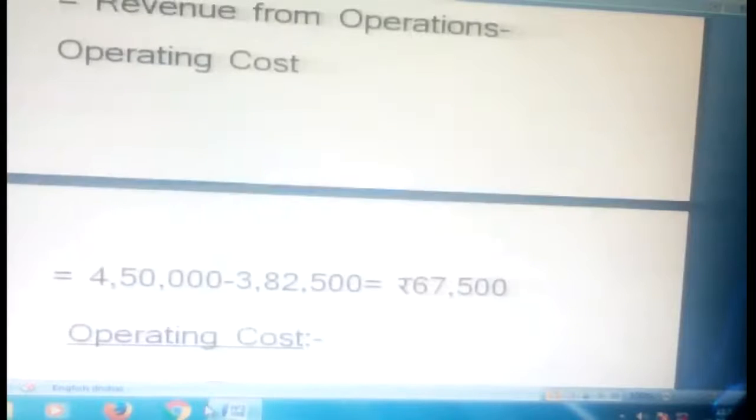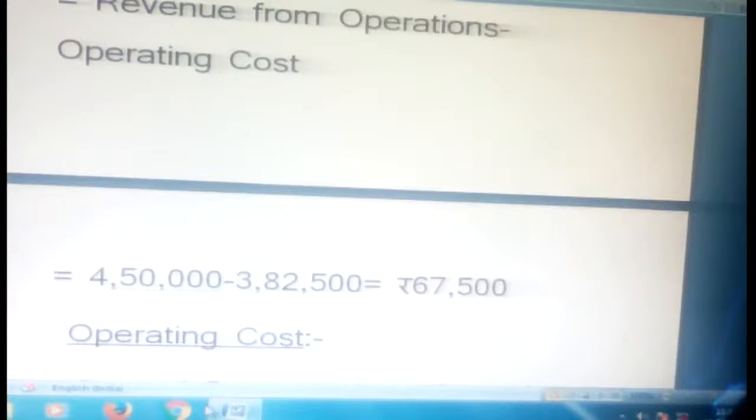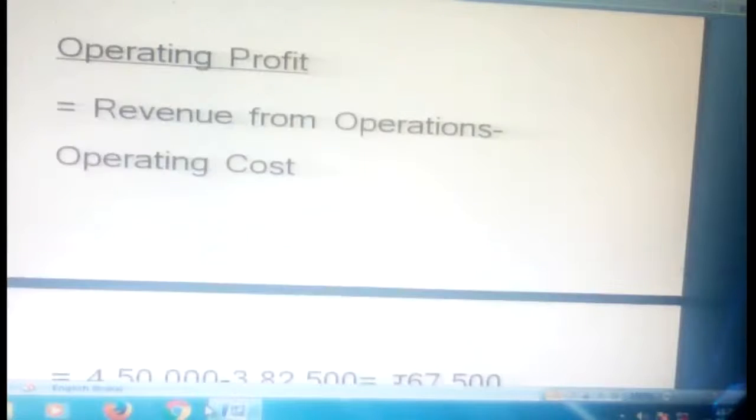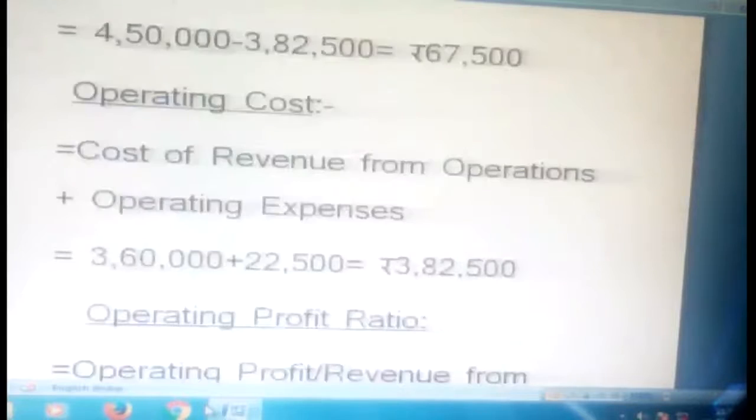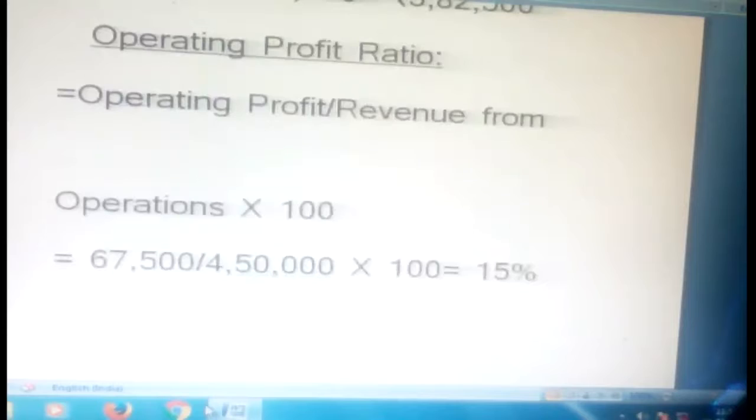So we substitute here: revenue from operations minus operating cost 3,82,500. 4,50,000 minus 3,82,500, we get 67,500. That's our operating profit. Now we are going to apply the formula: operating profit divided by revenue from operations into 100. So operating profit 67,500 divided by revenue from operations 4,50,000 into 100. So we get 15% of our revenue from operations.